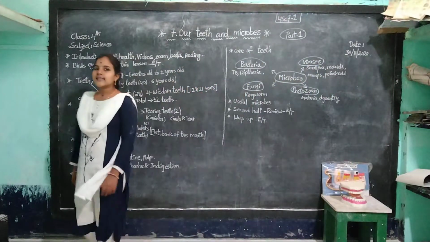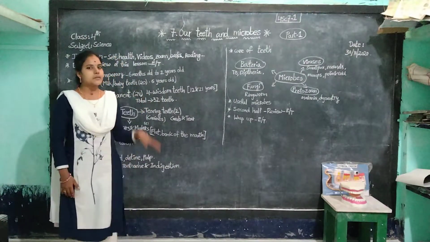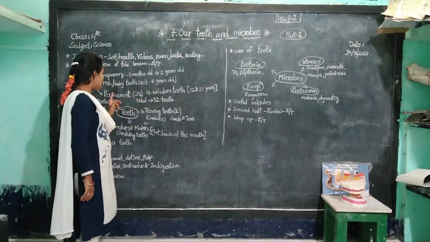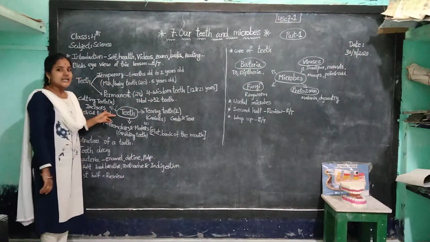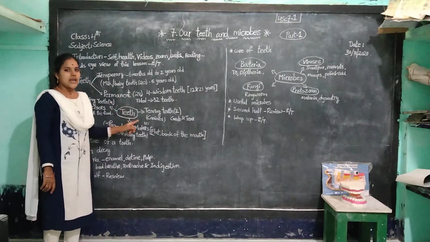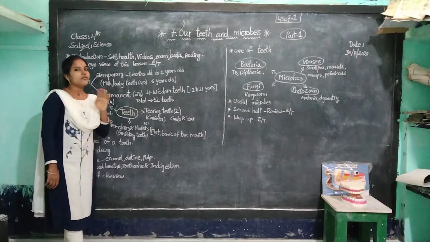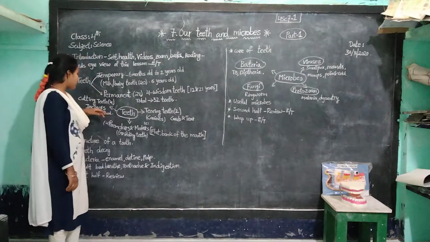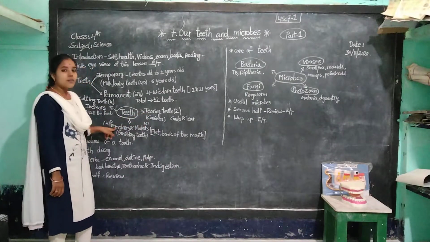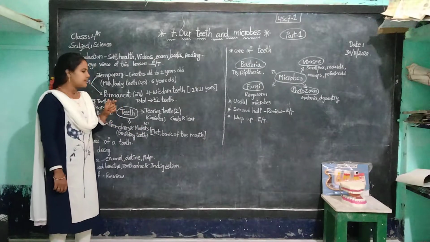We have 4 types of teeth. How many types? 4 types of teeth. What are they? Once you see the blackboard: incisors, canines, premolars and molars. The 32 teeth are divided into 4 types. Those are incisors, canines, premolars and molars. Okay, did you get the point, children?